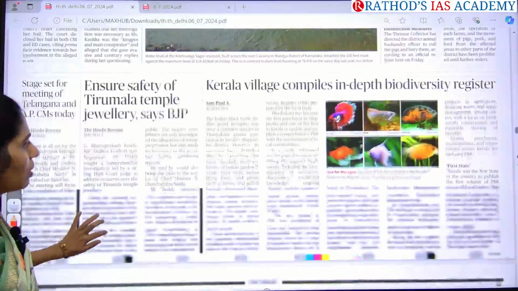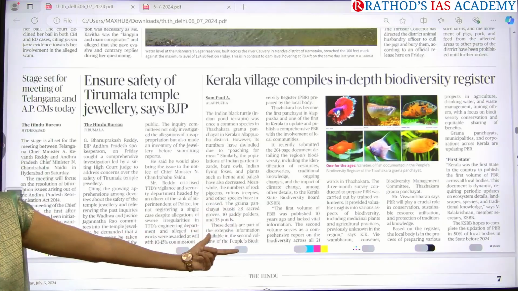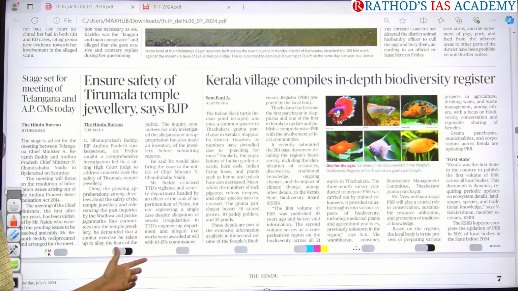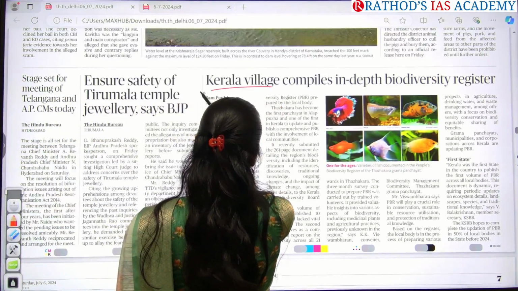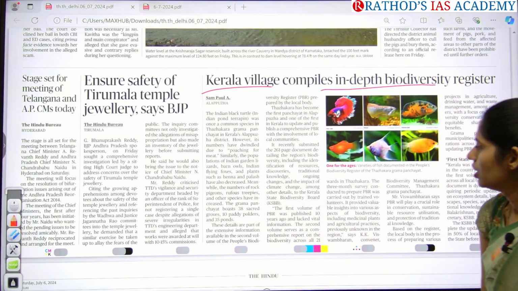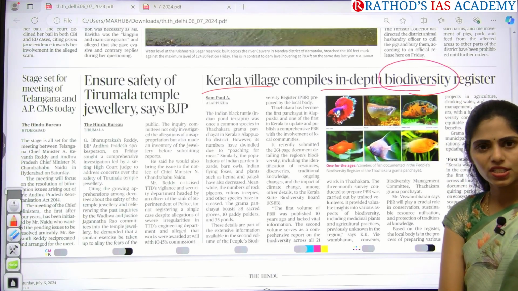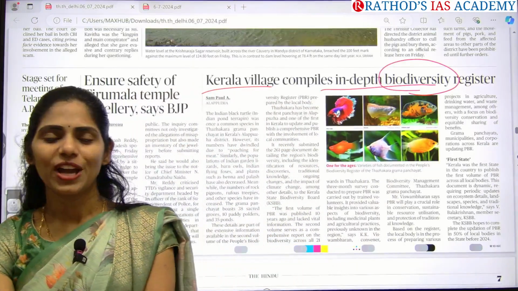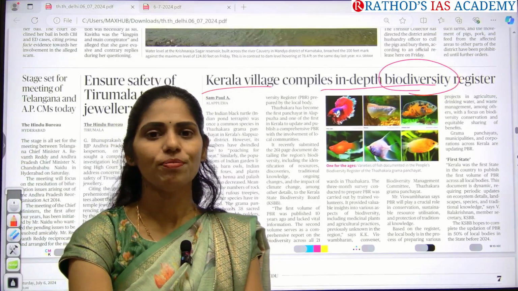And next, there is one more important article here. This article is not there in your Hyderabad edition, but in the Delhi edition I can see this article, which is about biodiversity. The title says: Kerala village compiles in-depth biodiversity register. So the keyword is biodiversity, right? In your environment syllabus, yes, you have this topic of biodiversity. So what is biodiversity? You have to know, and the different types of biodiversity, and even the examples of biodiversity.